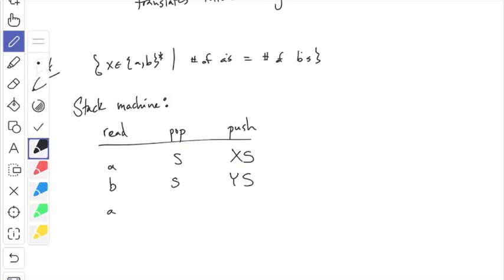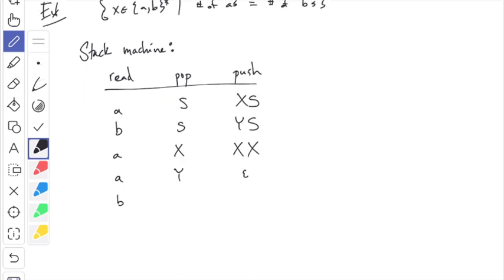And then if you see A and there's an X on top, that means you already had extra A's. Then you should replace it with XX, because you just got yet another extra A. But if you had a Y on top, then you replace it with epsilon. That is to say, if I read A in a situation where I had an extra B, they should cancel out each other. They should equalize. And then similarly for B. So if it's B and X, then we push epsilon because the B cancels the X. If it's B and Y, we push two Y's.